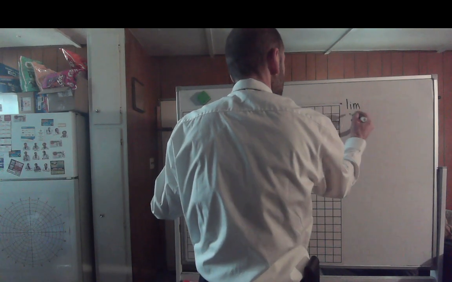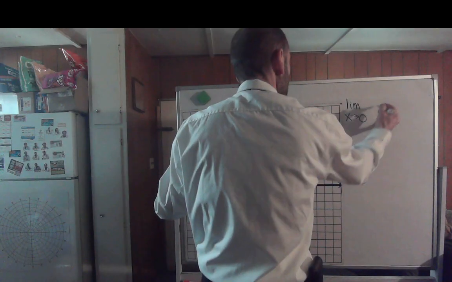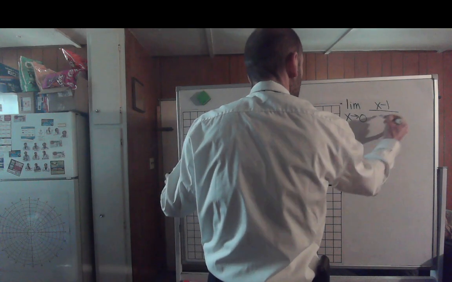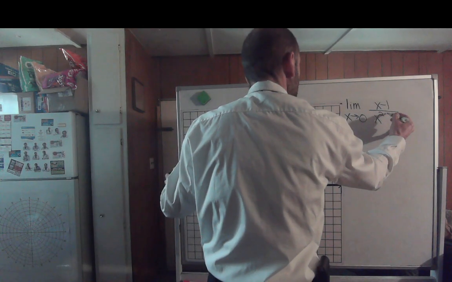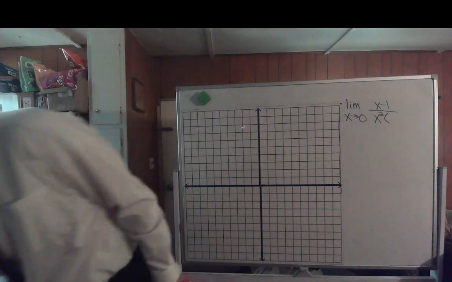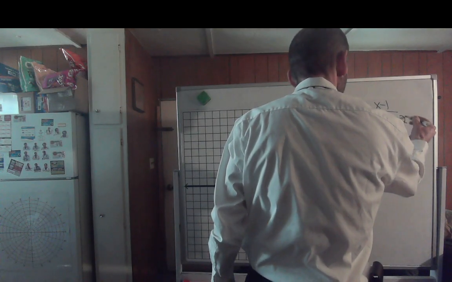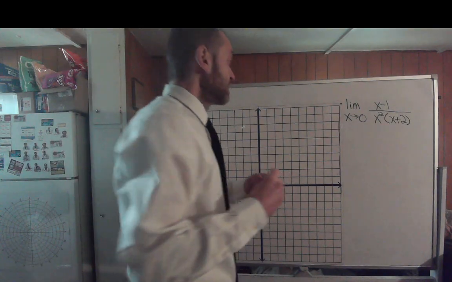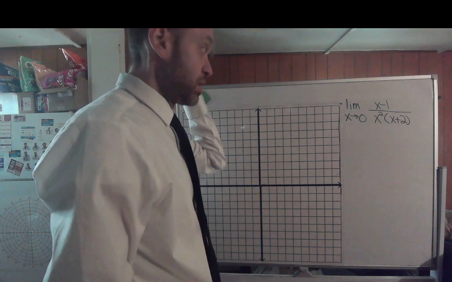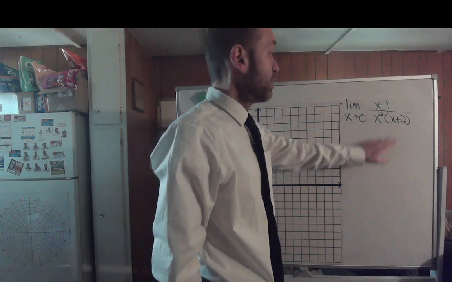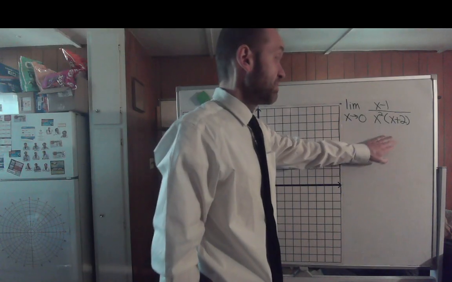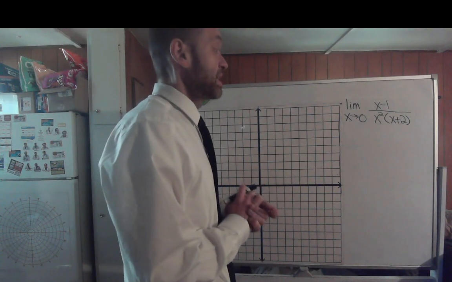Alright, let's do another. Let's take the limit as x approaches 0 of x minus 1 over x squared times x plus 2. So we got the limit as x approaches 0 of x minus 1 over the quantity of x squared times x plus 2. Let's really stop and take a look at this here.